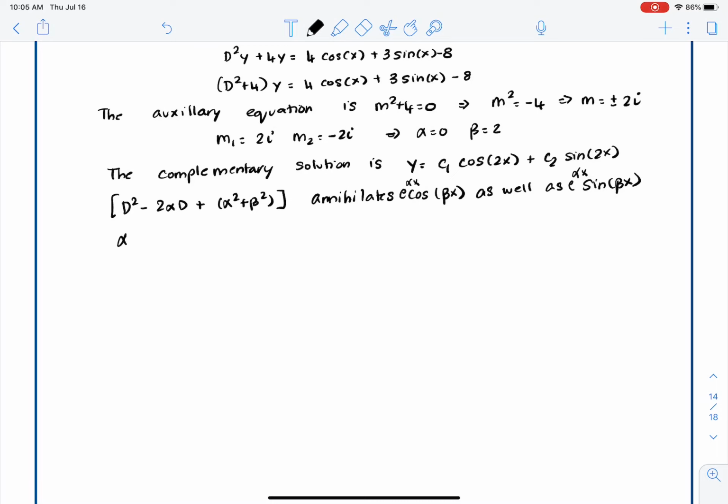In our case, alpha is 0, and beta is 2. This would mean d squared plus 4 will annihilate, oh, it's not 2, it's actually 1. Because we have to annihilate cosine x and sine x, and beta is 1 there, so this should be d squared plus 1.